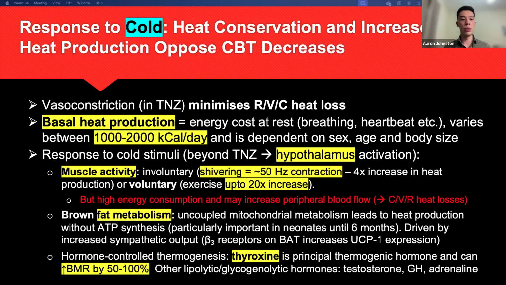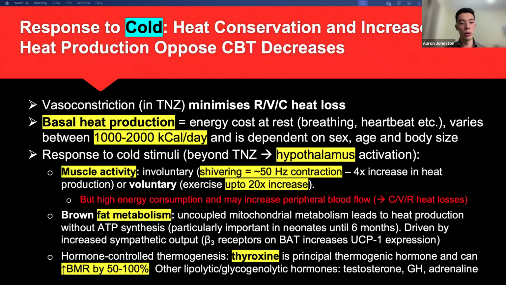We need to minimize our radiation, conduction, and convection heat losses. One way we can do this is we can increase our basal heat production. For example, shivering will do this, exercising will do this. So exercise, as we said, we can increase our metabolic activity by nearly 20 times. So this is obviously going to lead to a lot of heat production.